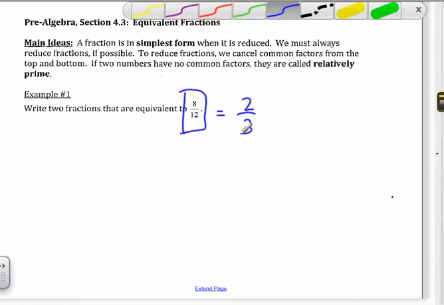I can multiply them both by 2, as Spencer suggested, right? If I multiply them both by 2, then I'm going to get 4/6, okay? So all three of these are equivalent. I can multiply the top and the bottom by 6 trillion, or 17, or any number. All right, I can multiply them all by the same. As long as I multiply the top and bottom by the same thing, I'm going to get an equivalent fraction.